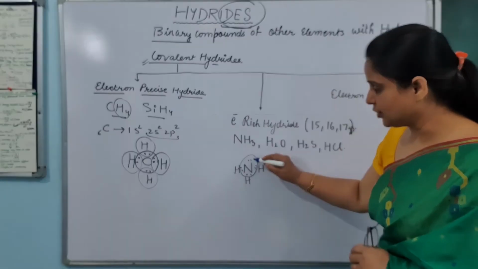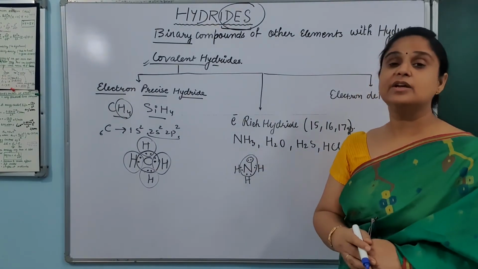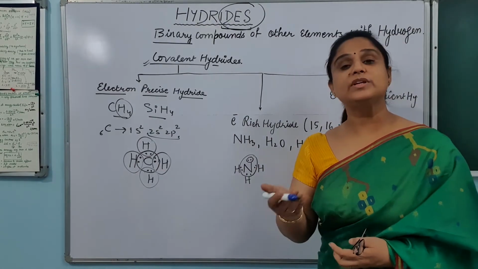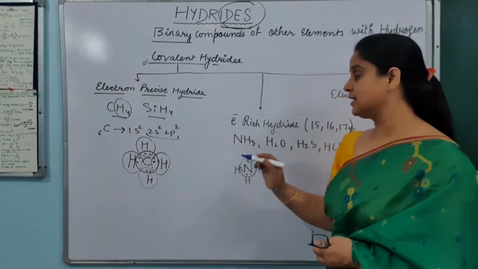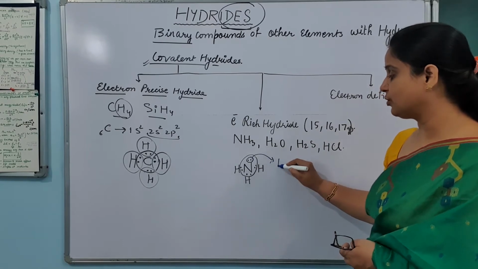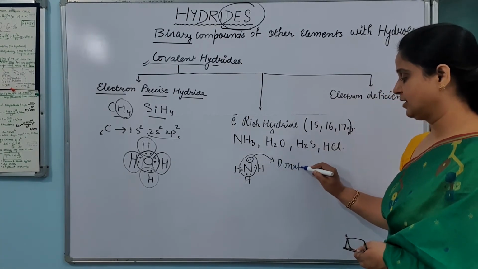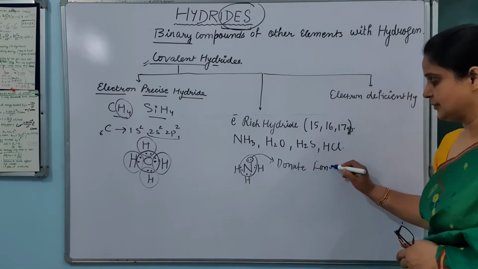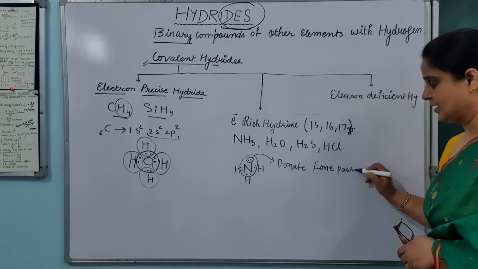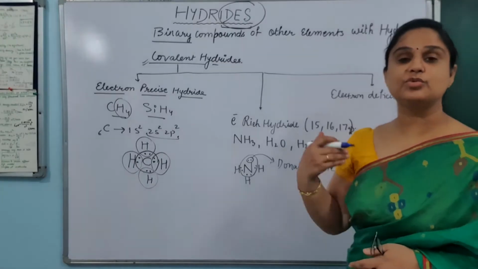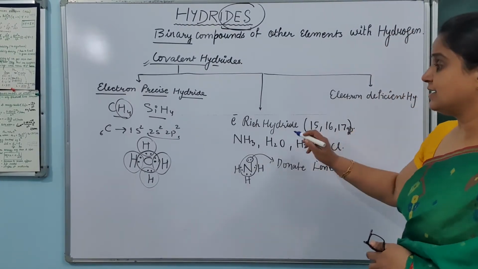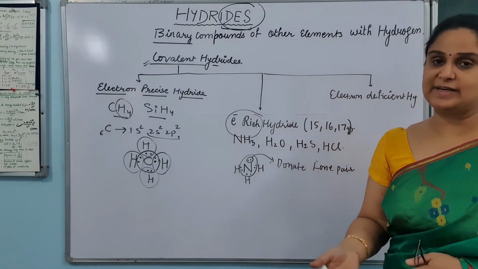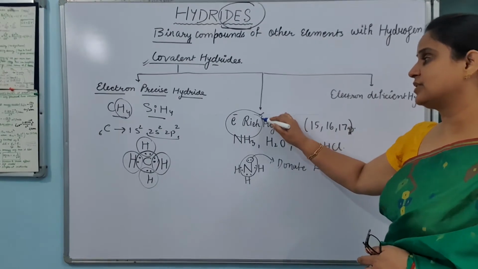But one thing is important here, that this is not involved in the covalent bonding. This is not involved in the bonding, so this can be shared to the needy atoms. That is why they have a tendency to donate these lone pair of electrons, and just because they have extra electrons which can be donated to the other element, these are called electron rich hydrides.